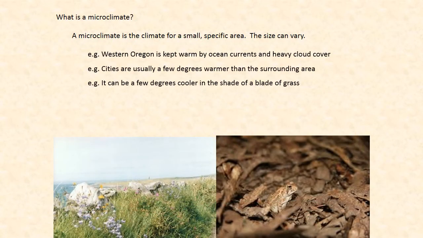Temperature and humidity can vary on much smaller scales than entire biomes, though. If you've ever noticed that the floor is colder than the rest of the room, or that one floor of the house is colder than another, then you're already aware of this concept. The climate of a small specific area is called a microclimate.